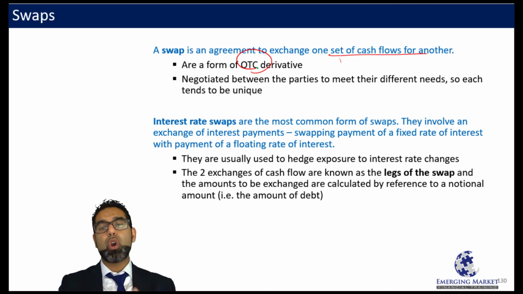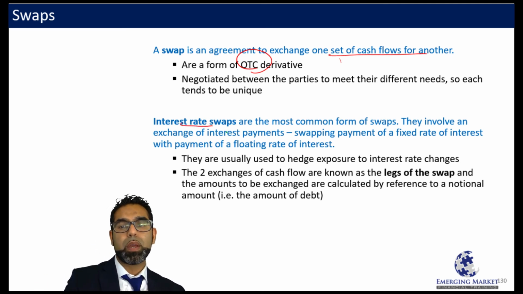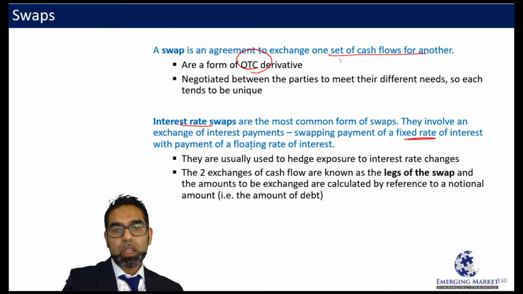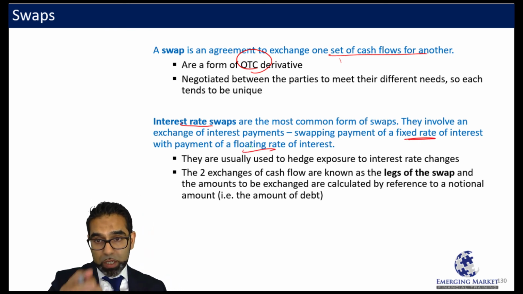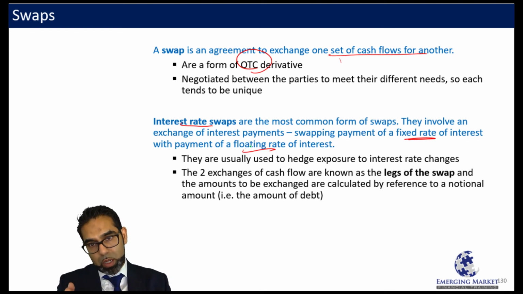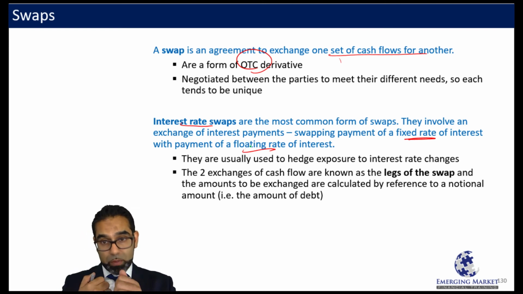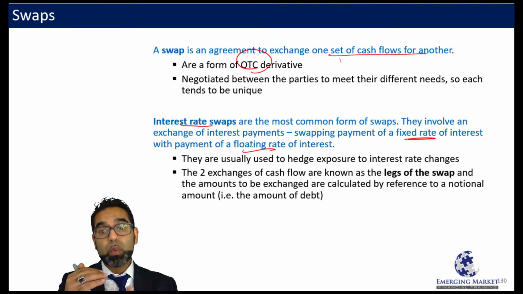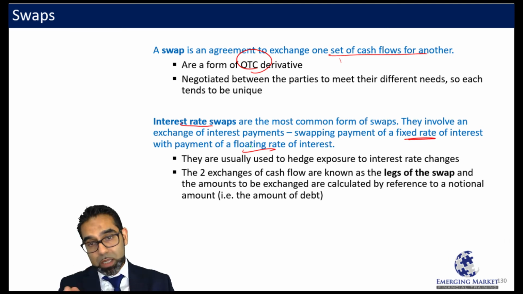The most common is an interest rate swap. I pay you fixed, you pay me floating. I pay you fixed of 2%, you pay me LIBOR. We don't know what LIBOR is today, so we look at it 6 months' time. You pay me whatever that rate is, I pay you fixed 2%. And we're going to net them off. Then we do that 6 months later, and again 6 months later.